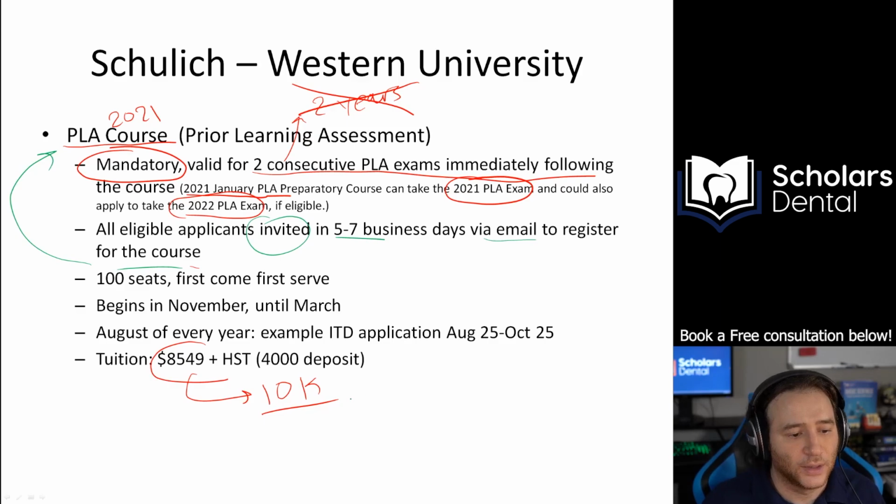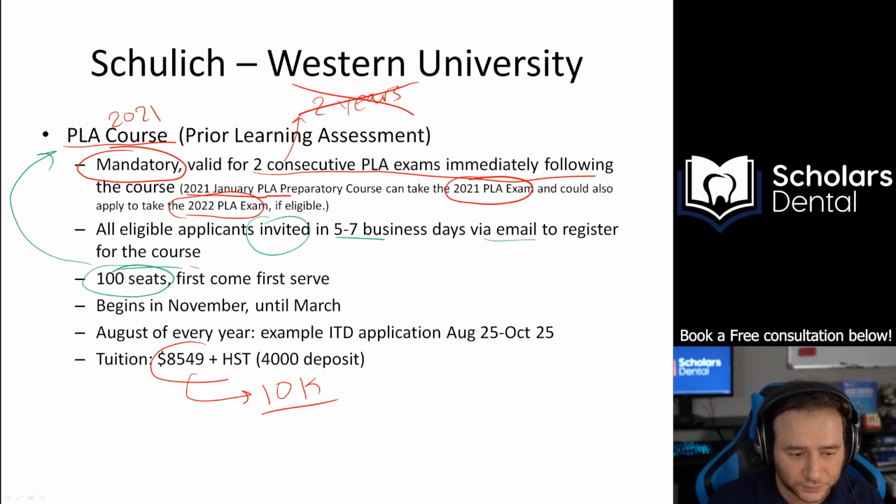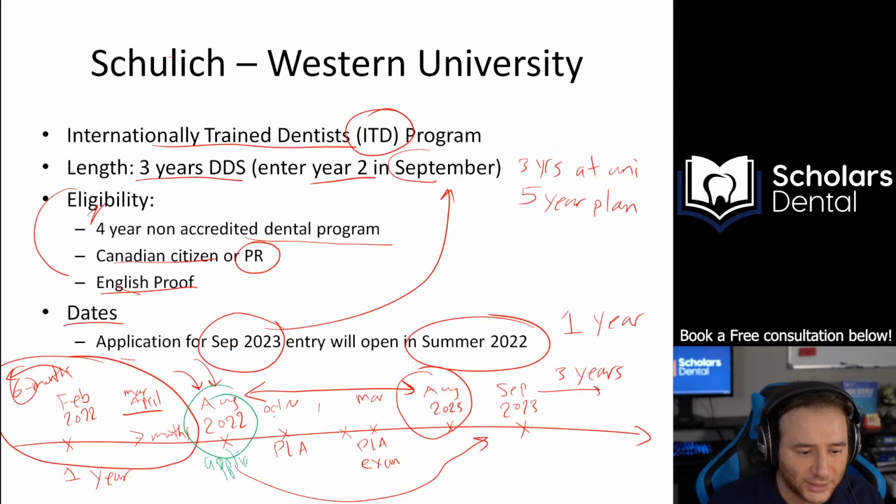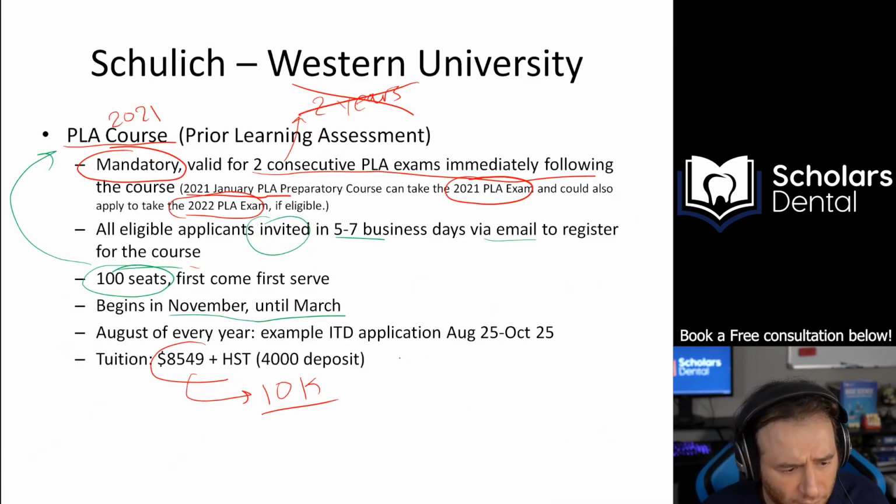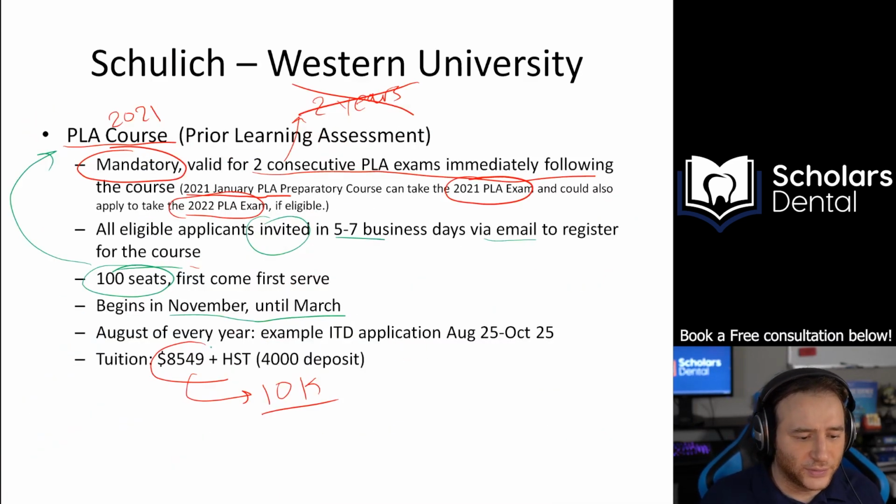Okay. Now it's first come, first serve. There's 100 seats. And it begins in November and will extend until March. So if you look at the timetable here, you're applying, and it begins in November and will go until March. So here's where you do the PLA course. All right. This was a note that just said August of every year. This is when you want to start applying and preparing.